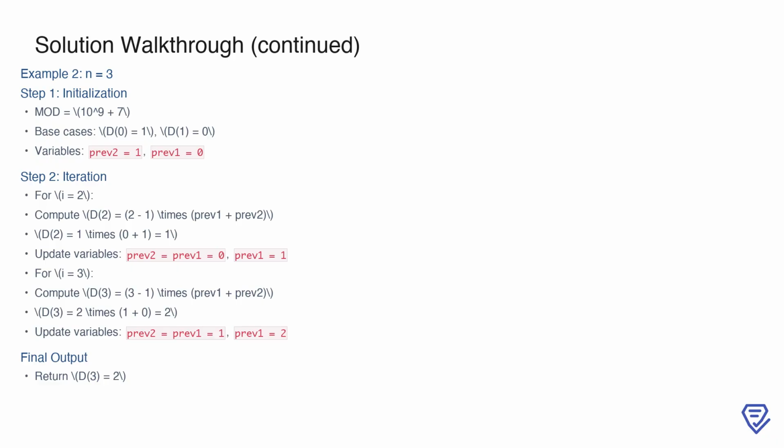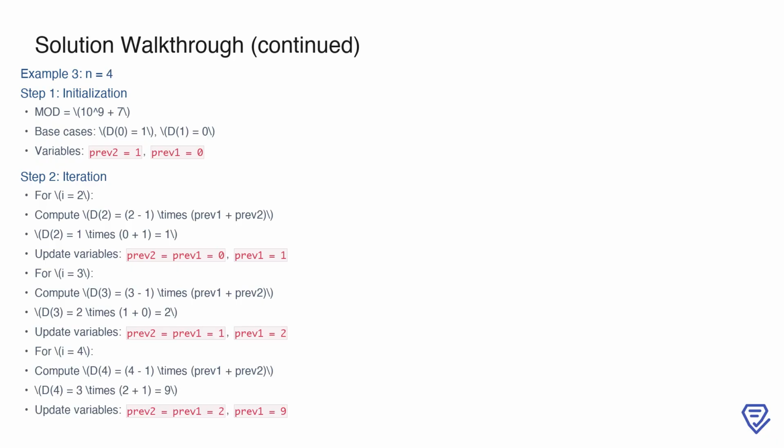Next, for i equals 3, we calculate d3 as (3 - 1) times the sum of previous 1 and previous 2. Substituting the updated values, d3 equals 2 times (1 plus 0), resulting in 2. After this computation, previous 2 is updated to 1 and previous 1 to 2. The final output for this example is d3, which equals 2.